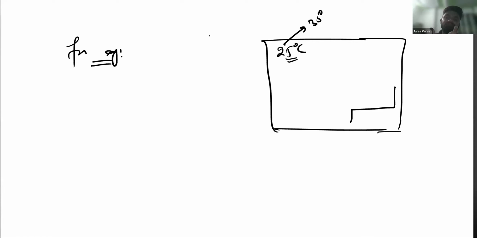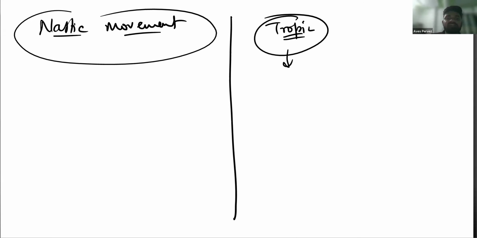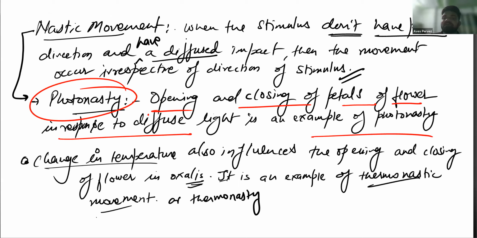So plants respond to the intensity of light, but this intensity of light does not have any direction. Since nastic movements are those movements in which the stimulus does not have a particular direction and the plant responds to that, if I am writing here what nastic movement is: when the stimulus doesn't have a particular direction and has a diffuse impact, then irrespective of the direction of the stimulus, there is no direction, the plant is responding to it.